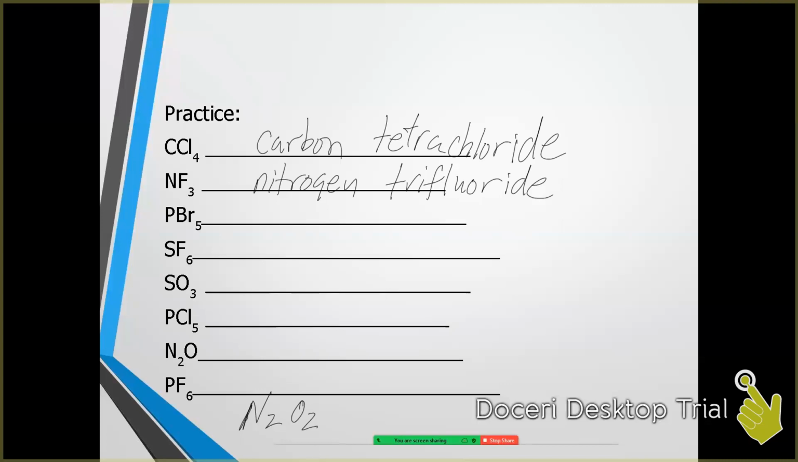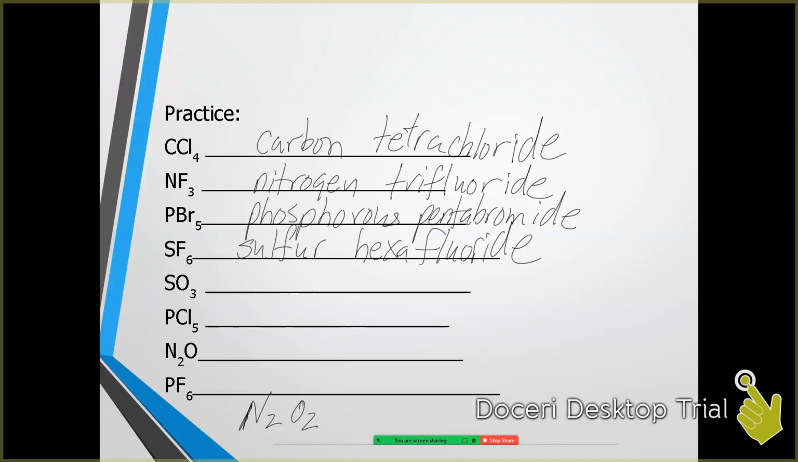All right, PBr5, what do we have? Phosphorus, penta, bromide. SF6. Hexafluoride, right. SO3. Perfect. Sulfur trioxide. PCl5. Phosphorus, penta, chloride.